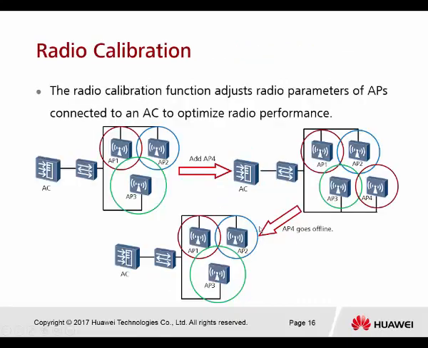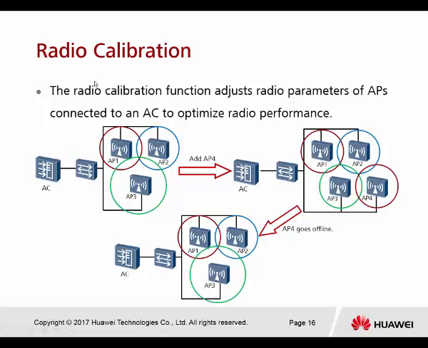So this is one of the features, radio calibration. The radio calibration function adjusts a radio parameter of APs connected to the AC to optimize the radio performance. We know that when there are too many APs deployed on the same floor or in the same building, and we try to maximize the coverage by the AP, this kind of configuration will cause a lot of interference.